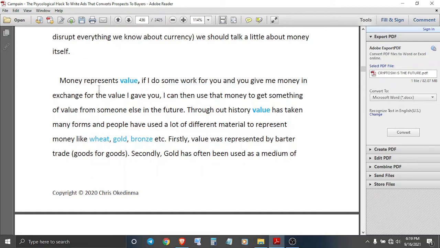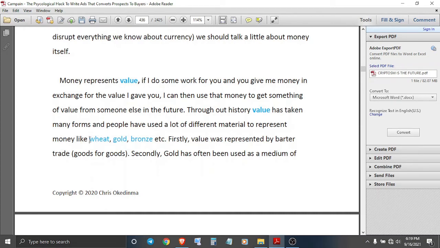So here I said money represents value. If I do some work for you and you give me money in exchange for the value I gave you, I can then use that money to get something of value from someone else in the future. Throughout history, value has taken many forms, which is money. Money has taken many forms, and people have used a lot of different materials to represent money, which is value also.